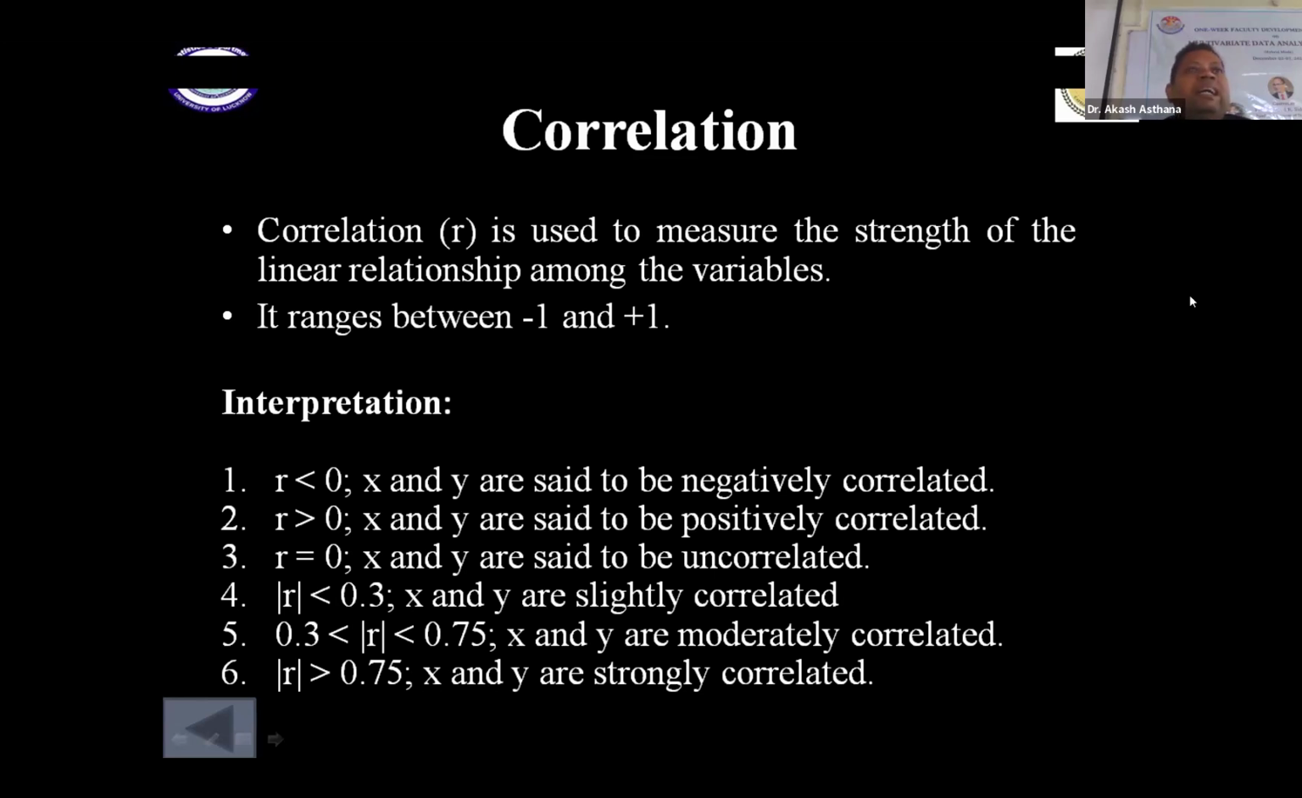So if we are getting a value of the correlation coefficient, suppose minus 0.59, what should be our interpretation? The negative sign indicates variables are negatively related, and 0.59 is between 0.3 and 0.75, so they are moderately correlated. So we say that the two variables are negatively, moderately, linearly related.